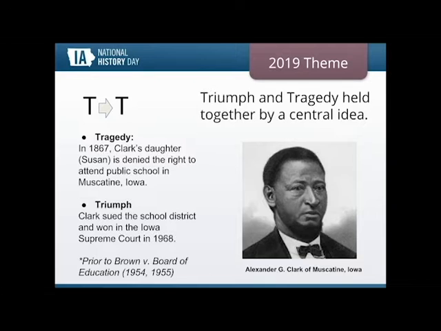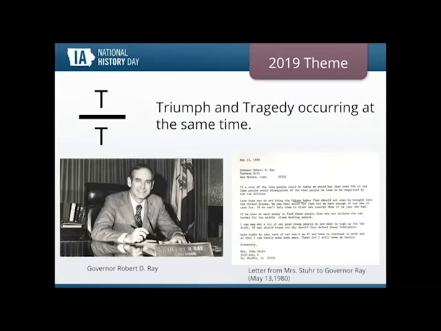I want you to keep in mind that this is actually prior to Brown versus Board of Education in 1954. I'm always going to find some great Iowa connections, but that's one way you can look at a topic: one T flowing into another T. This one would be a tragedy resulting in a triumph, but you could certainly look at it as a triumph resulting in a tragedy. The next way I want to look at this is T over T, triumph and tragedy occurring at the same time. The Iowa story I wanted to talk about here is Governor Robert D. Ray.